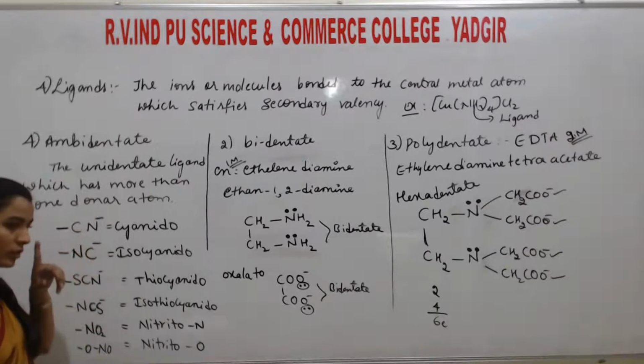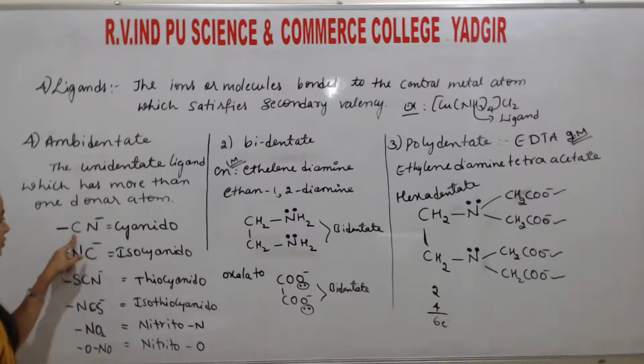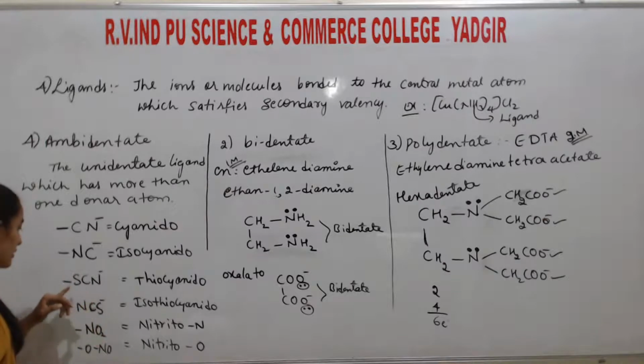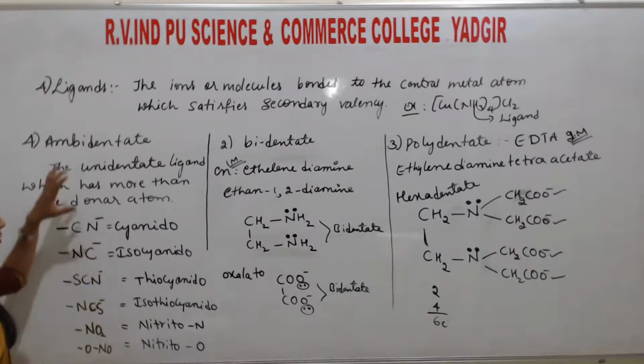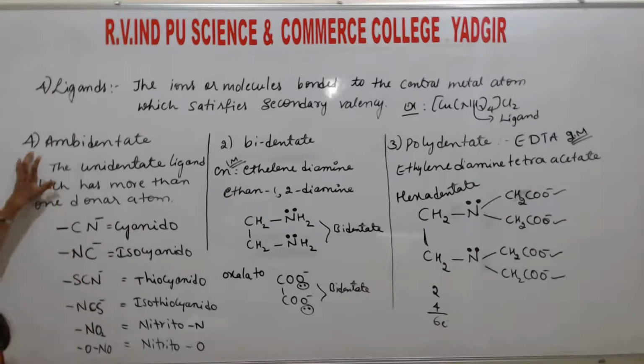Here CN is the only one ligand. Here carbon is a donor atom, nitrogen is also a donor atom. Here SCN is the only one ligand. Here sulfur is a donor atom, nitrogen is also a donor atom. So this type of ligand is an example of ambidentate ligands.